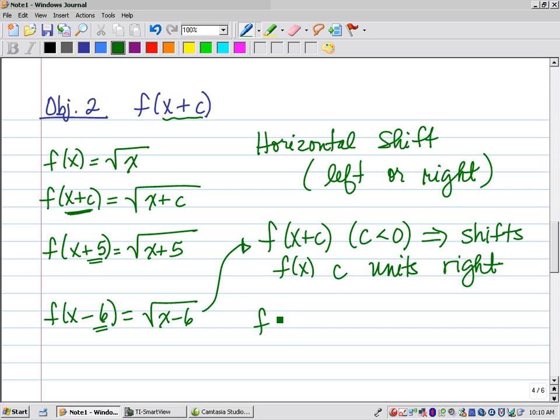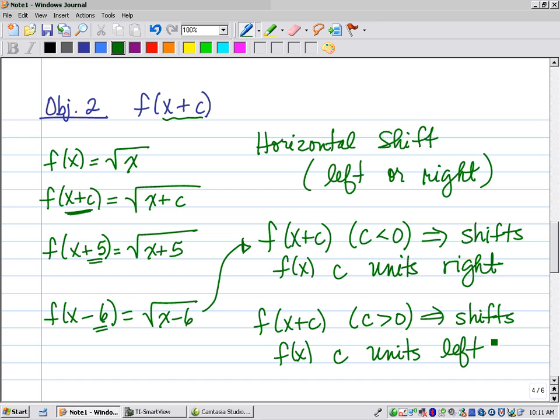If we have f of x plus c, where c is positive, that will shift f of x c units left. Sometimes what I do, think about what value makes the inner piece 0, and that's how you know if you need to go right or left, because it's really the opposite, right? X plus 5 equals 0 at negative 5, so it's going to shift it left 5. X minus 6 is equal to 0 at positive 6, so it's going to shift it right 6.